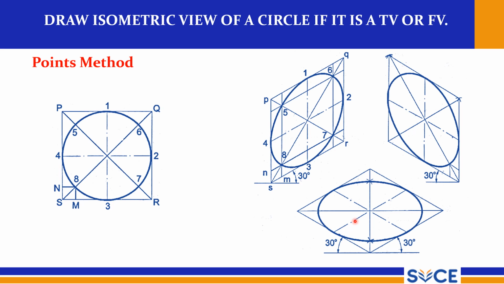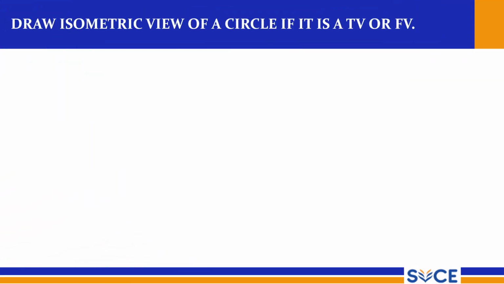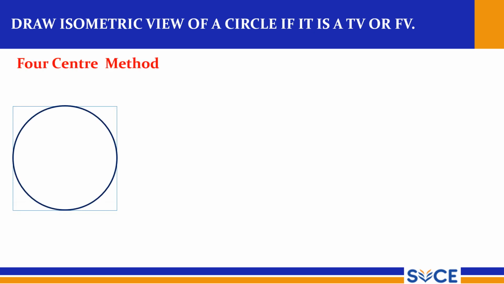So instead of using the points method, there is another beautiful and very easy method where you can use the compass to draw this ellipse. That is the 4 center method, which is very convenient, where you can use a compass to draw this ellipse. I will teach you how to draw the circle using the 4 center method. So first, given a circle, as usual, enclose this within a square, and this is the 30 30 plane, right?